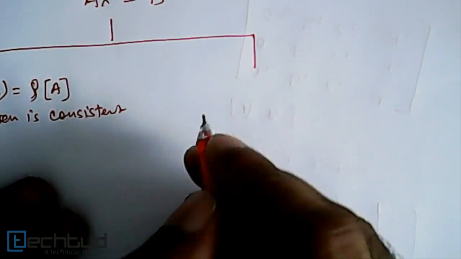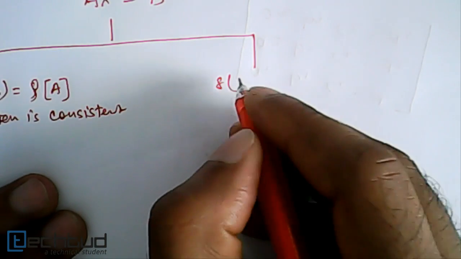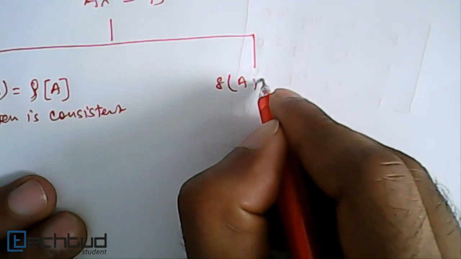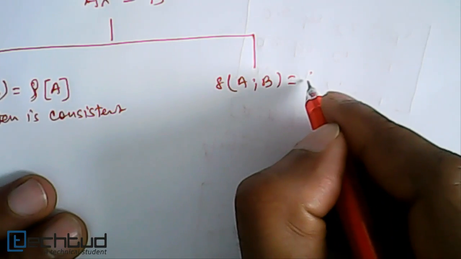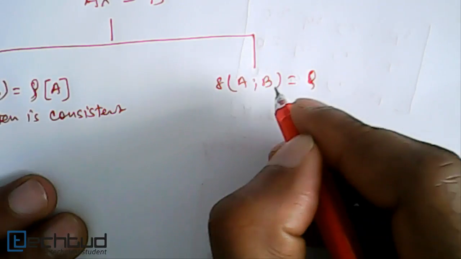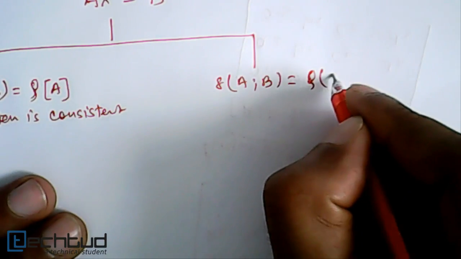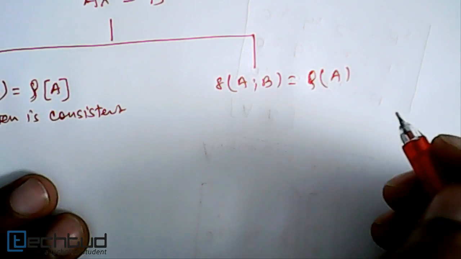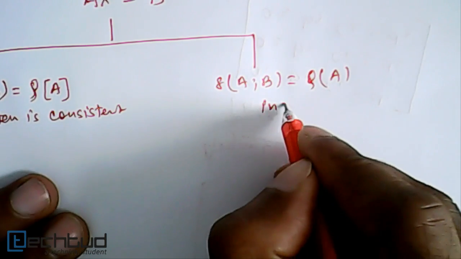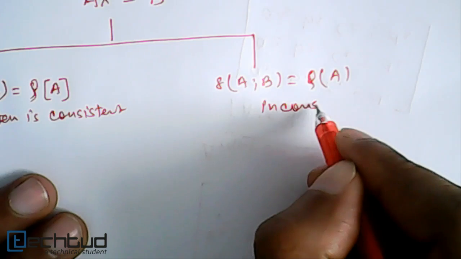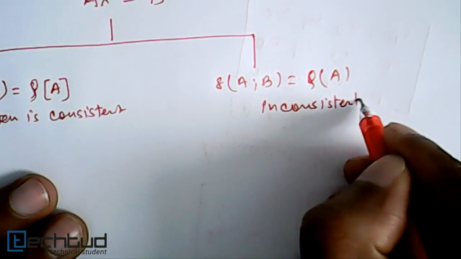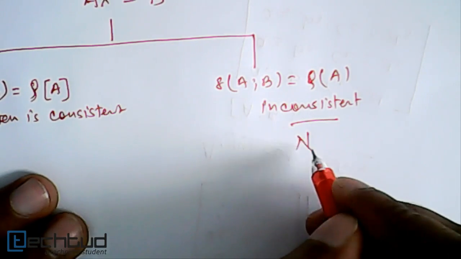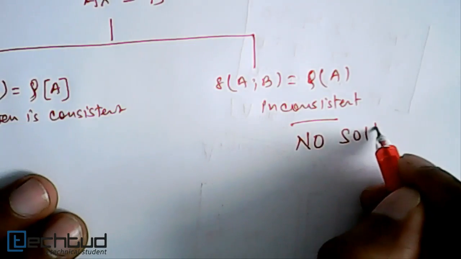But if the rank of the augmented matrix is not equal to the rank of the coefficient matrix, then we say the system is inconsistent, and we don't have any solution, no solution.